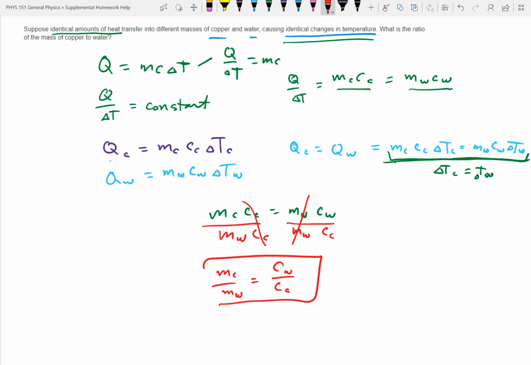And you know what I'm not going to do? I'm not going to look up those two numbers. I mean, I know the specific heat of water, but I don't know the specific heat of copper. And we've done all the physics. Now it's just putting in trivial numbers. Okay, next.